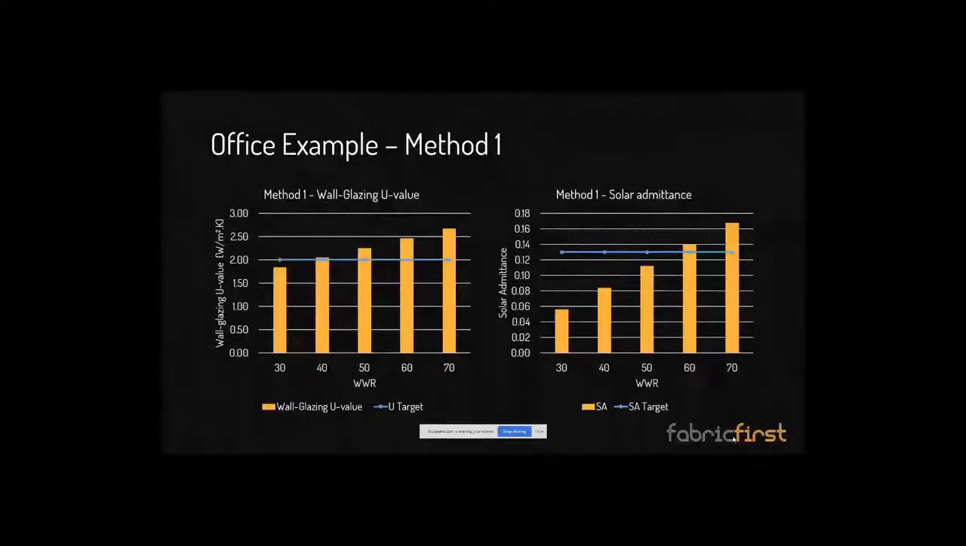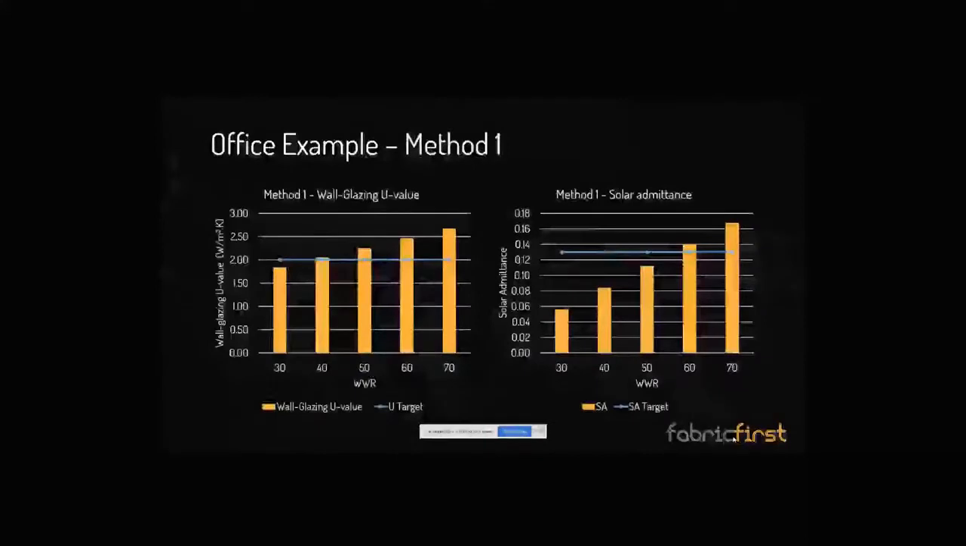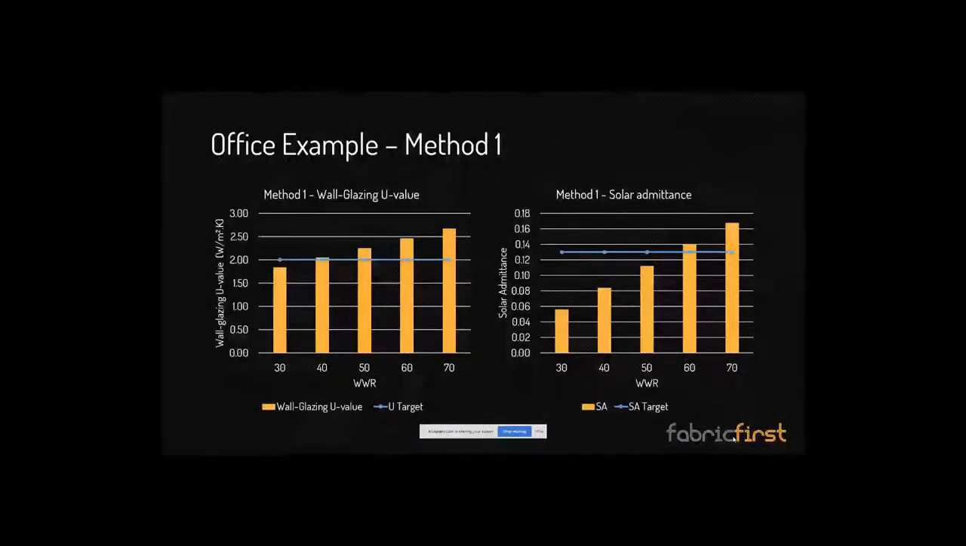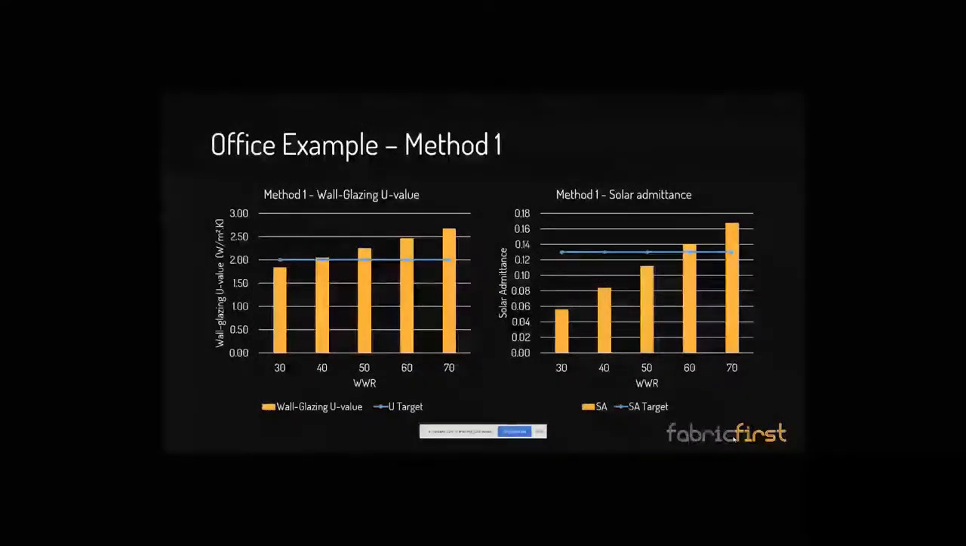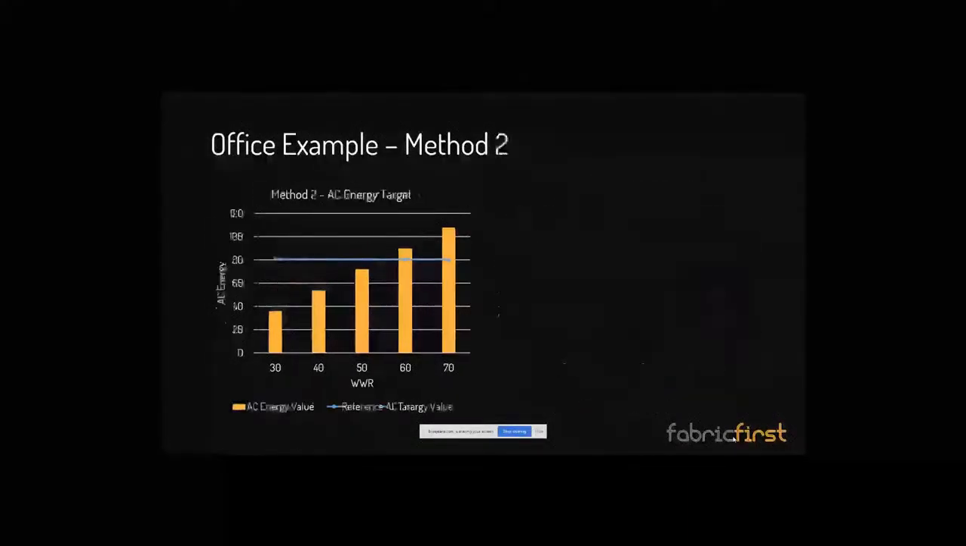Solar admittance, I forget what I put in here for this. 0.28. So getting fairly dark in terms of the glazing itself, and a bit more lenience there. So you can see 50%. You're okay, but you haven't got a performance. You haven't got a solution here for a design in any way or form.